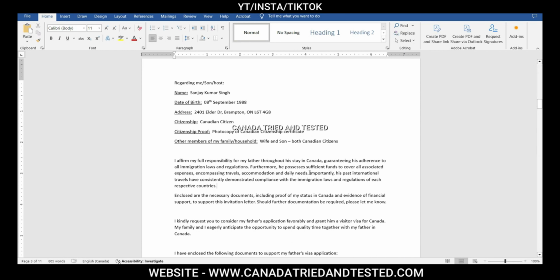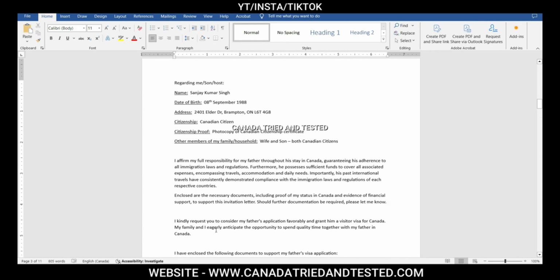Also, I'm mentioning, importantly, "his past international travel has consistently demonstrated compliance with immigration law and regulations of each respective country." Okay, so just customize based on your situation. Then the part to enclose documents that includes proof of status in Canada, evidence of financial support, that is from you if you are supporting, and this is to support the invitation letter. So also writing, "Should further documentation be required, please let me know."